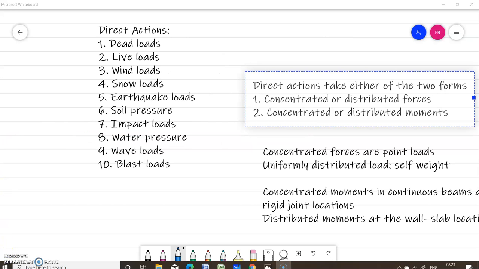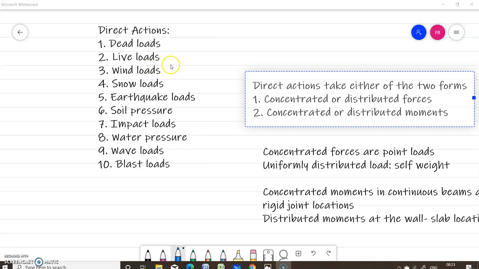Okay, the most common source of loading is by direct actions, meaning forces or moments applied directly on a structure. These loads may be caused by the action of gravity, the natural environment, or other sources. So what are the forces due to nature? They are dead loads due to self-weight of the structure, live loads due to human occupancy, storage, vehicular traffic, etc.